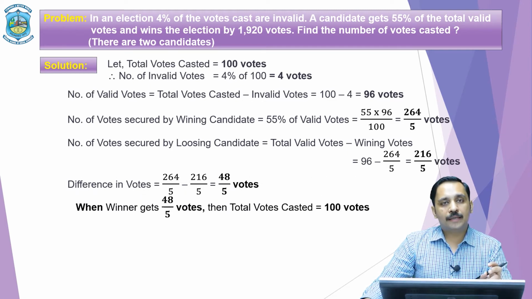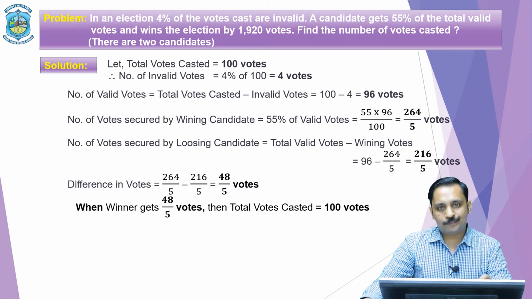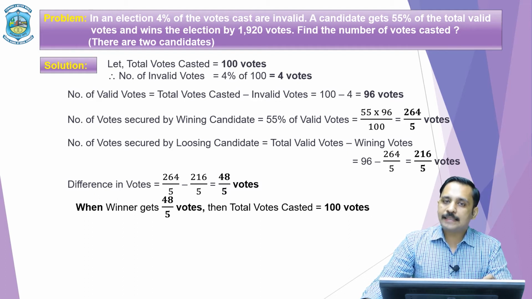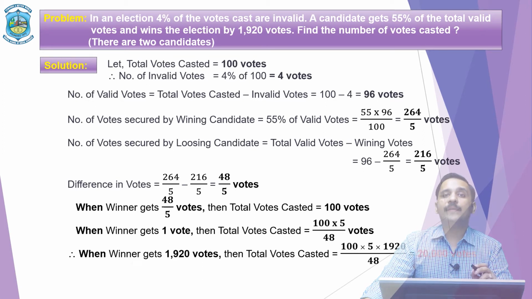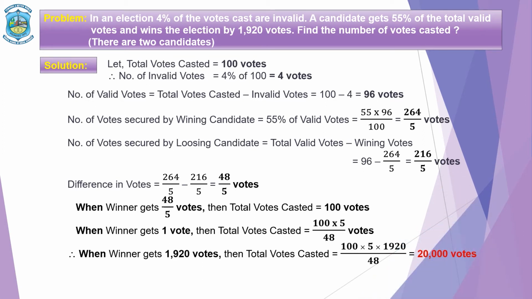Now, when the winner leads by 48 upon 5 votes, then the total votes casted is equal to 100 votes. When the winner leads by 1 vote, the total votes casted is equal to 100 into 5 upon 48 votes. Therefore, when the lead is 1920 votes, the total votes casted is equal to 100 into 5 upon 48 multiplied by 1920, which is equal to 20,000 votes. Hence, the number of votes casted is equal to 20,000.